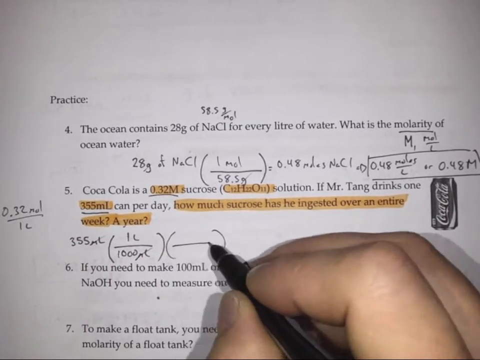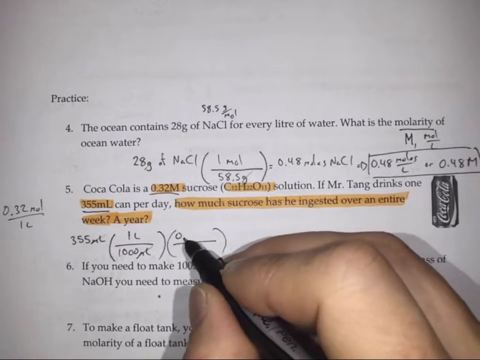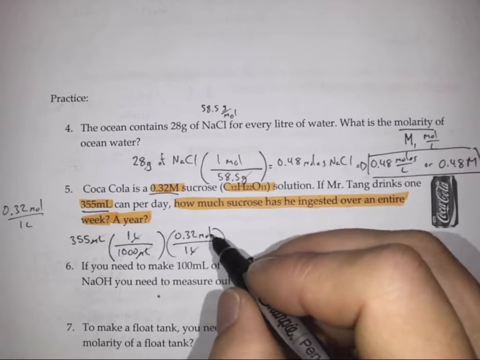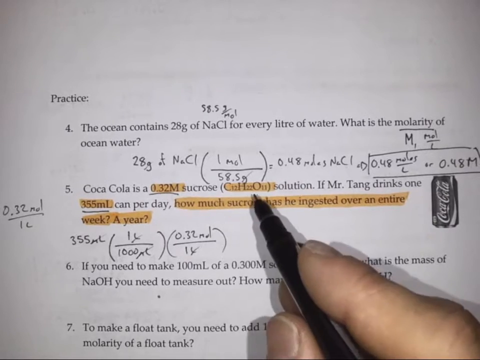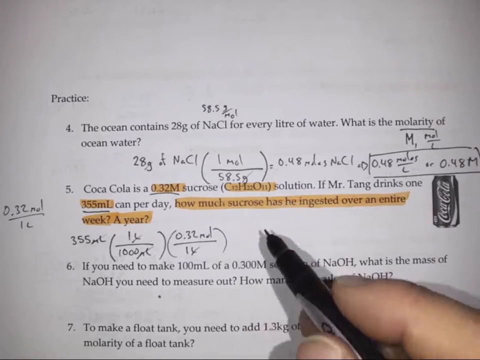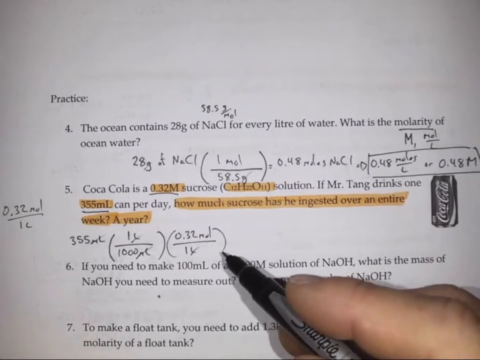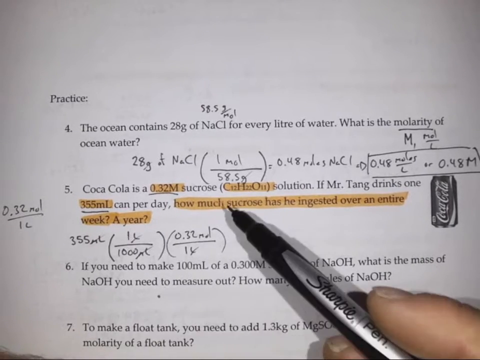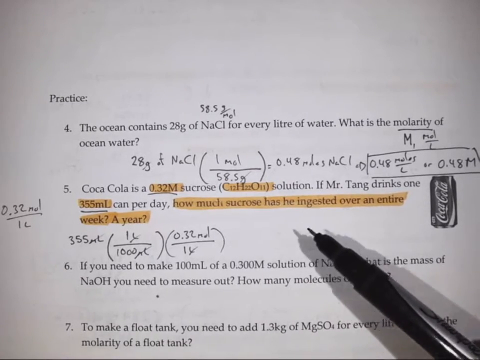Liters will live on the bottom so they can cancel out. And now we have moles as our unit that we'll be dealing with. We can do the calculations afterwards. Now lastly, we want to maybe turn moles into grams. That's a useful value. You can figure out how many grams of sugar Mr. Tang ingests in a day, and then we can figure out how much per week or per year pretty easily, I would think you would agree. So to do that, we're going to need some way to convert moles into grams.